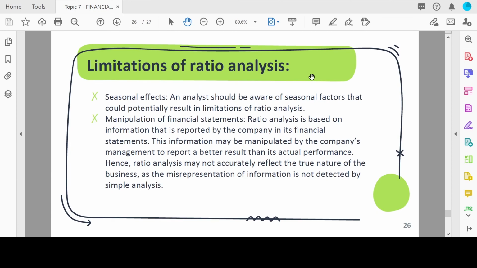So next, seasonal effects. An analyst should be aware of any seasonal factors. For example, there might be a difference between sales at the beginning of the year and sales in the middle of the year, because it is common that at the beginning of the year, people may not spend too much.